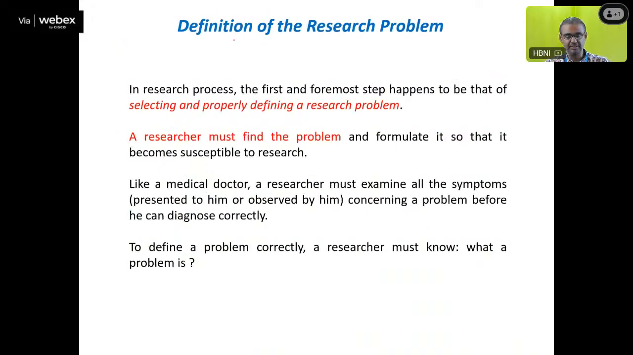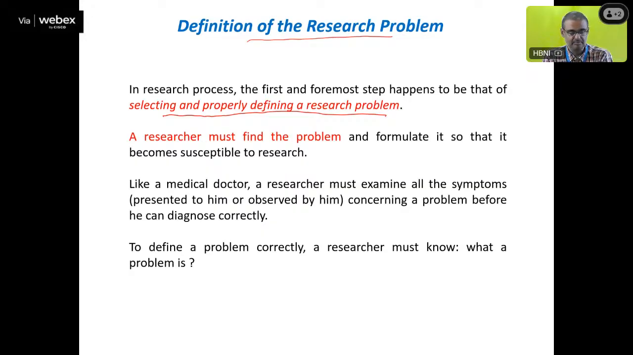So what is the definition of a research problem? In the research process, the first and foremost step happens to be that of selecting and properly defining a research problem. So first, the work which every researcher has to do is to select, and then define the research problem.